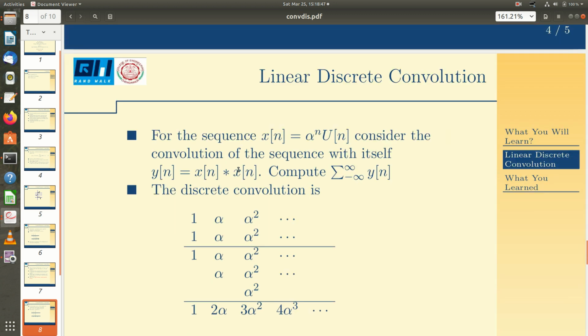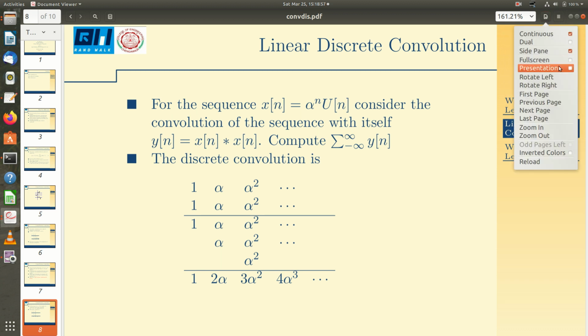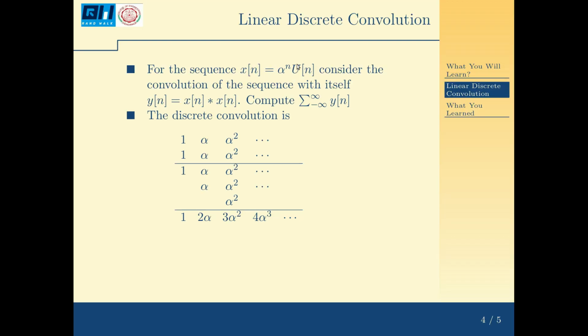So you have observed this convolution. Now let us see another example, with a sequence x[n] equal to alpha raised to n u[n]. Consider convolution with itself, that is, x[n] convolved with itself. What will happen? You have to compute the sum from minus infinity to infinity of y[n], where y[n] is the convolution of x with itself. Now what is the sequence?